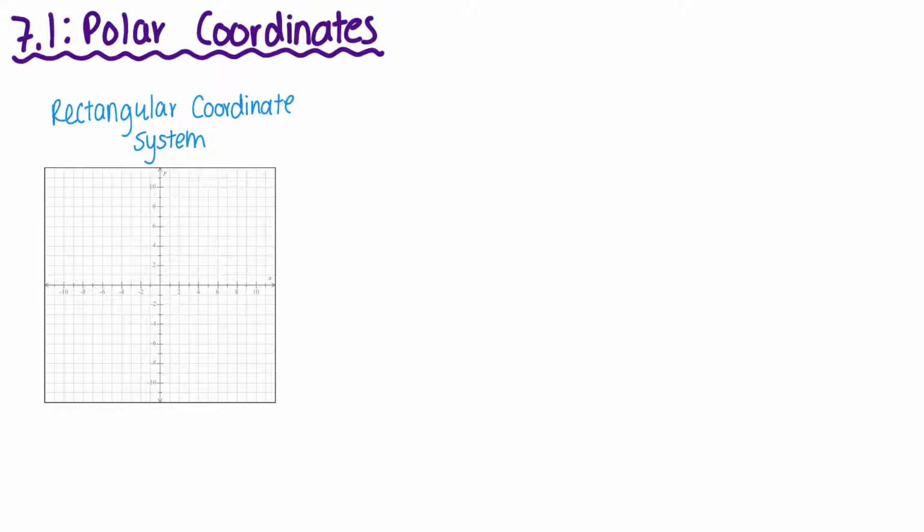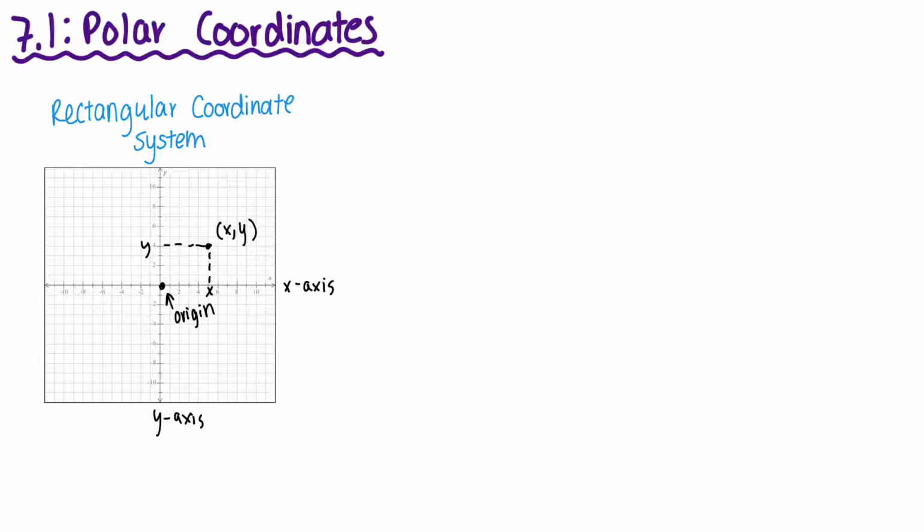So you plot a point, and then you have an x and a y value, and this is your x-axis, this is your y-axis, and this right here is the origin. The way that we determine what x and y are is based upon their x value here and their y value here. So it's based upon this grid system that we've made.